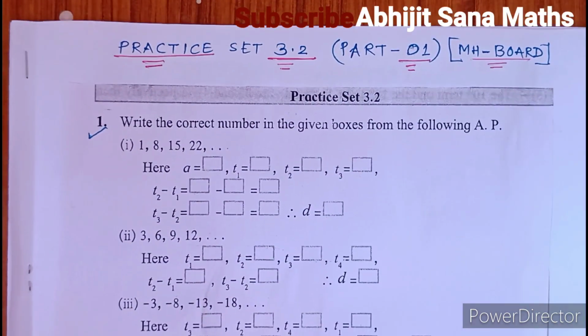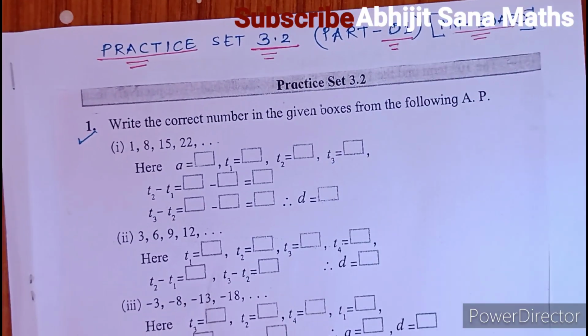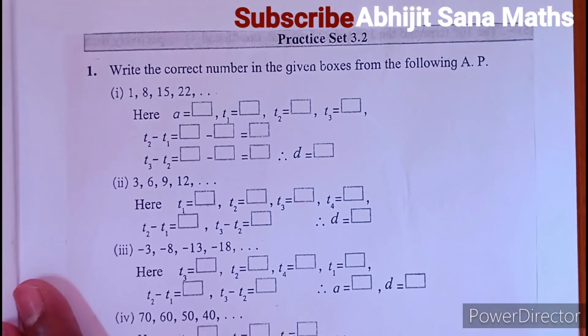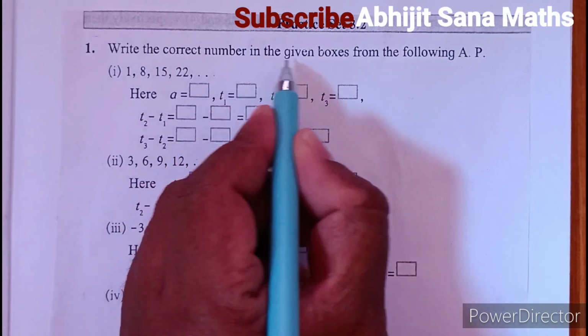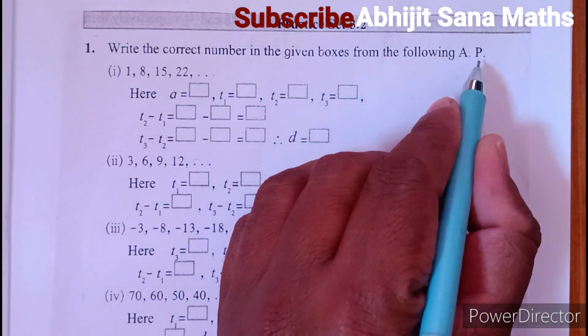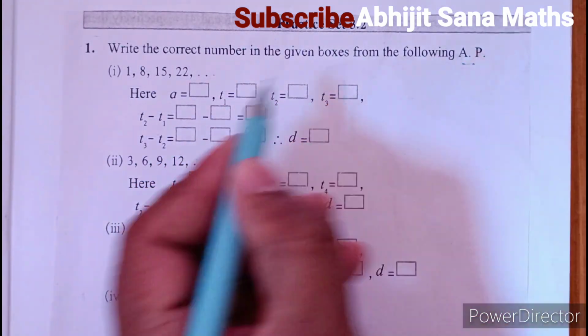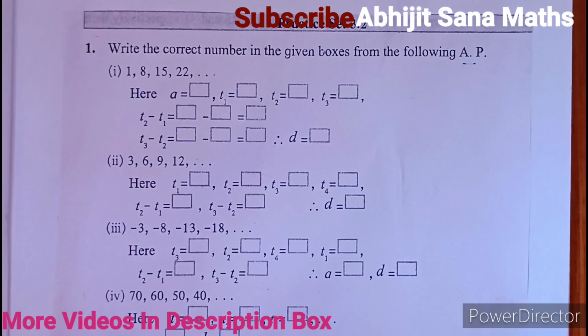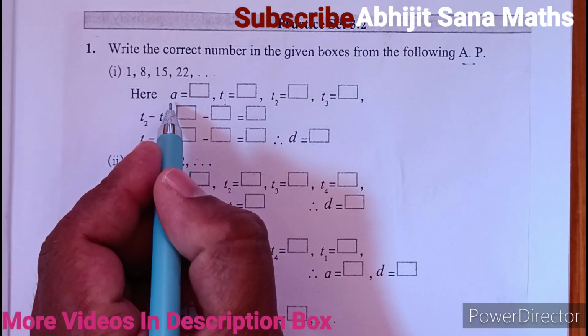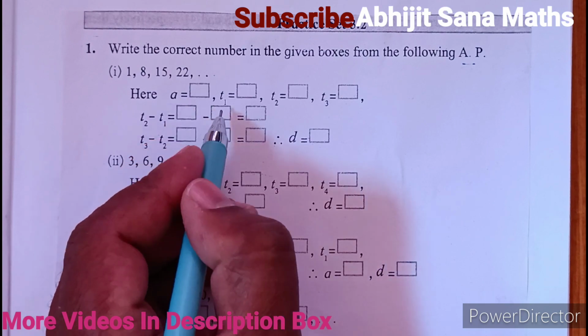Now coming to the first question of 3.2, that is, write the correct number in the given box from the following AP. AP means arithmetic progression. This is an AP. We have to fill in the blanks and find the values of these terms.